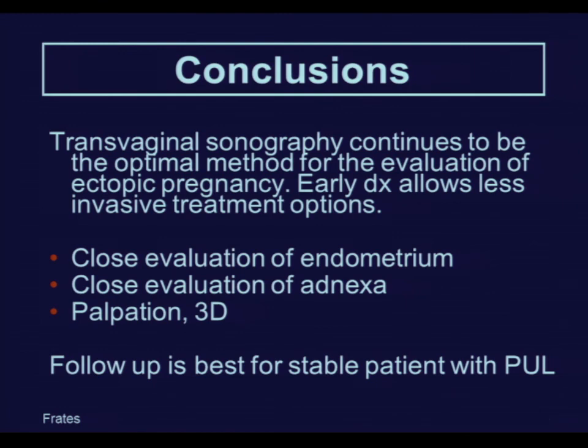So in conclusion, transvaginal sonography continues to be the optimal method for the evaluation of ectopic pregnancy. Early diagnosis of ectopic pregnancy allows less invasive treatment options. When you're looking at a patient with a possible ectopic pregnancy, make sure you do a close evaluation of the endometrium, a close evaluation of the adnexa, try palpation, and try 3D. And most importantly, remember that follow-up imaging and HCG is the best management for a stable patient with pregnancy of unknown location.